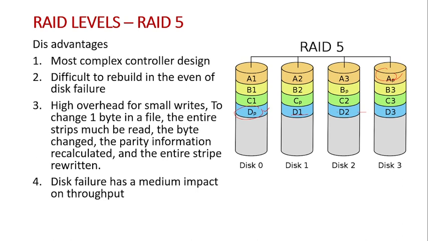The disadvantages of this particular RAID 5 are the most complex controller design and that it is difficult to rebuild in the event of disk failures. There is a high overhead of small writes: to change one byte in a file, the entire stripe must be read, the byte changed, the parity information recalculated, and the entire stripe rewritten. Disk failures have a medium impact on throughput.